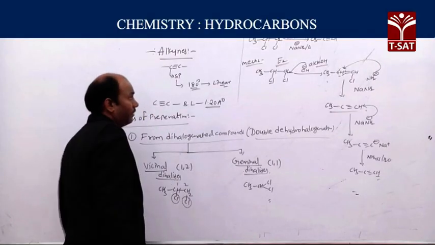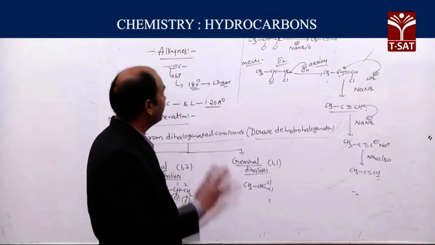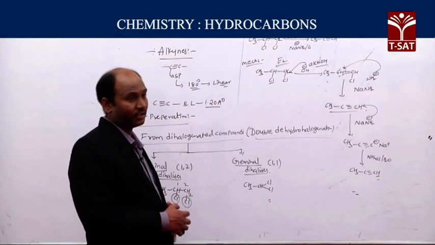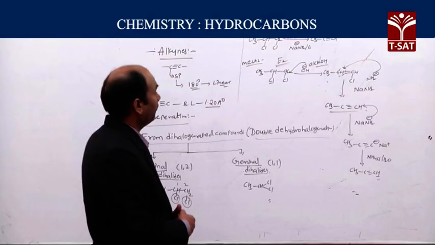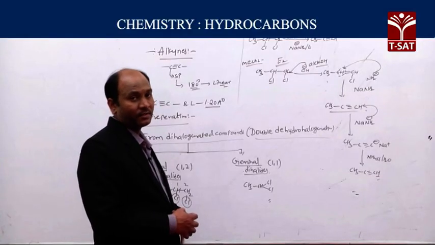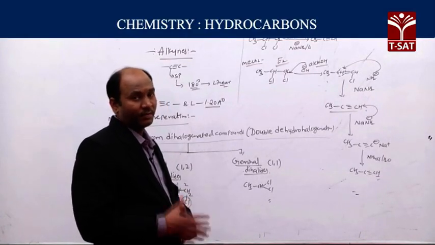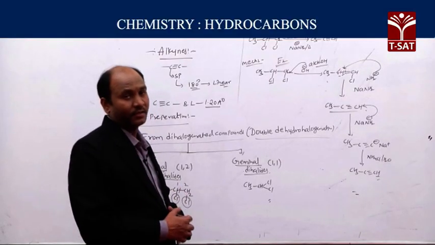So here the important point is double dehydrohalogenation. Double dehydrohalogenation requires drastic conditions, not normal conditions. Therefore, in the first step we use alcoholic KOH and in the second step we use NaNH2. NaNH2 is a strong base when compared to alcoholic KOH.